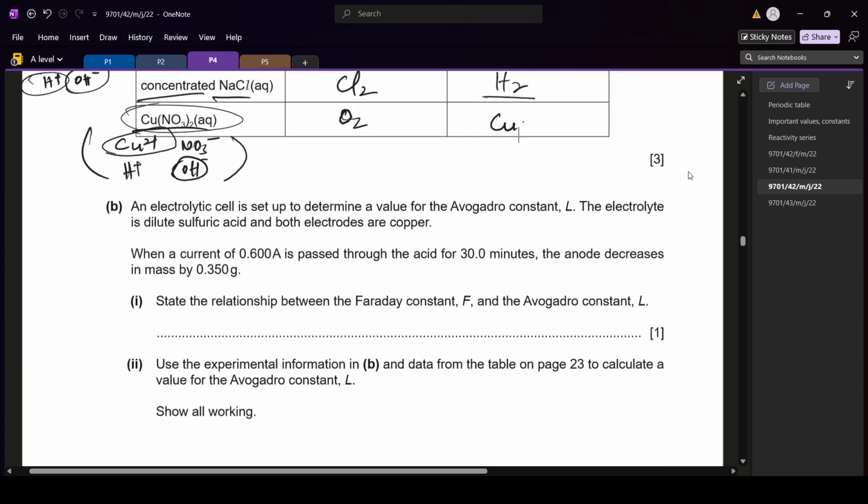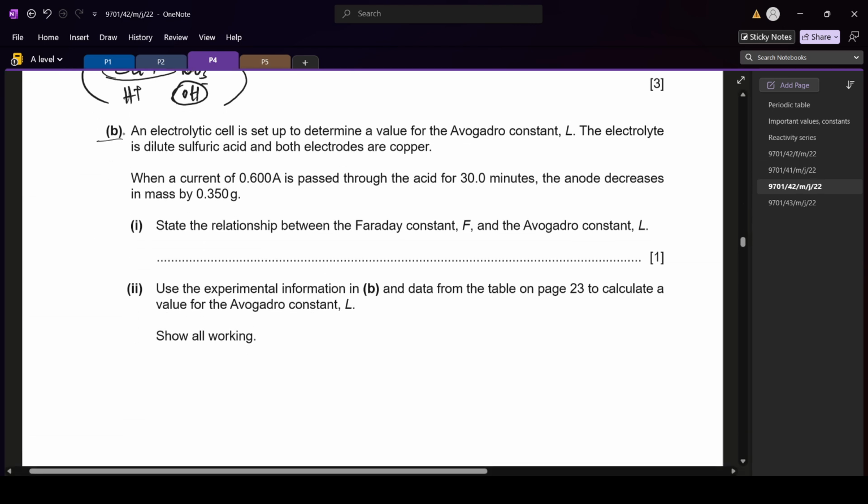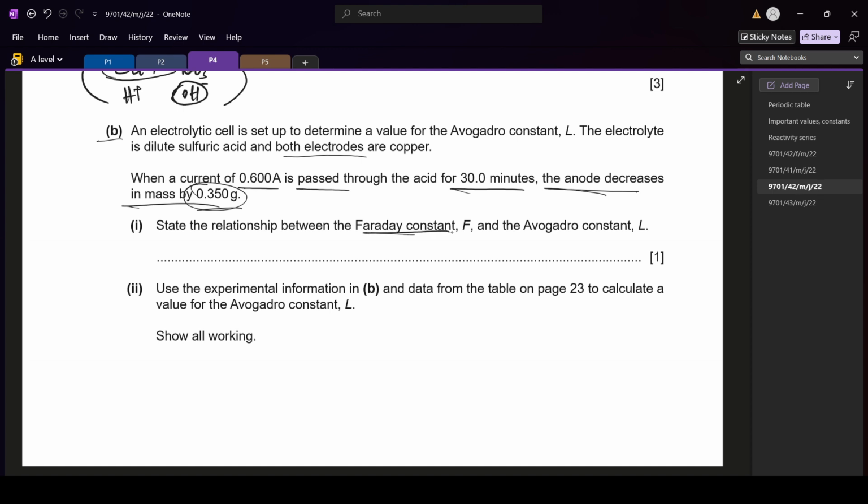Moving towards the next question, part B. An electrolytic cell is set up to determine the value for Avogadro's constant. The electrolyte is dilute sulfuric acid, and both electrodes are copper. So copper electrodes are not inert. You have to remember that. When a current of 0.61 ampere is passed through the acid for 30 minutes, the anode decreases in mass by 0.35 grams. State the relation between Faraday's constant F and Avogadro's constant.